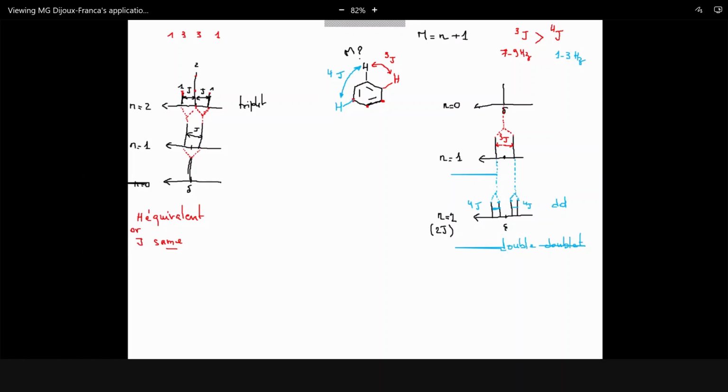And this is because these protons, even if they are aromatic protons, are not equivalent. They don't have the same chemical environment. That means that here I have a substituent, here I have another one, and here maybe another one. I have no symmetry in the molecule. So these three protons will have a different chemical shift, and also the values of the coupling constants are different.